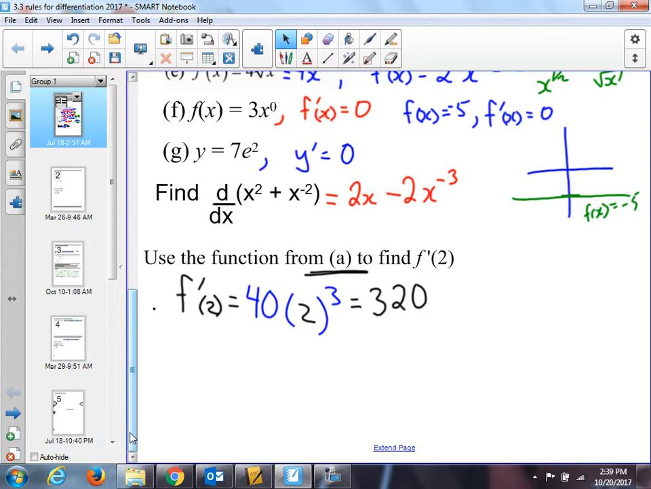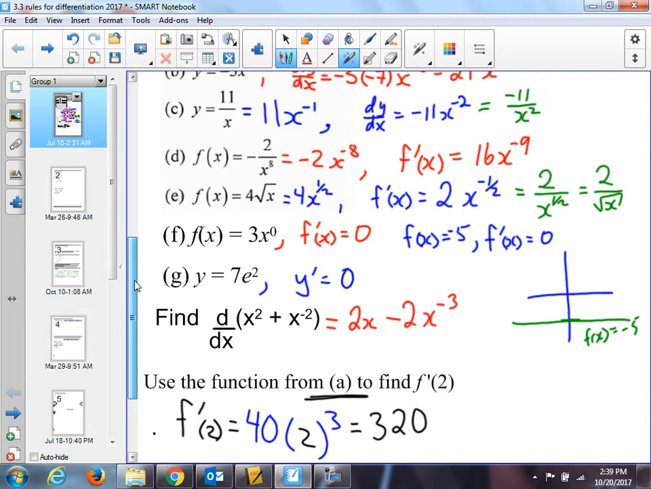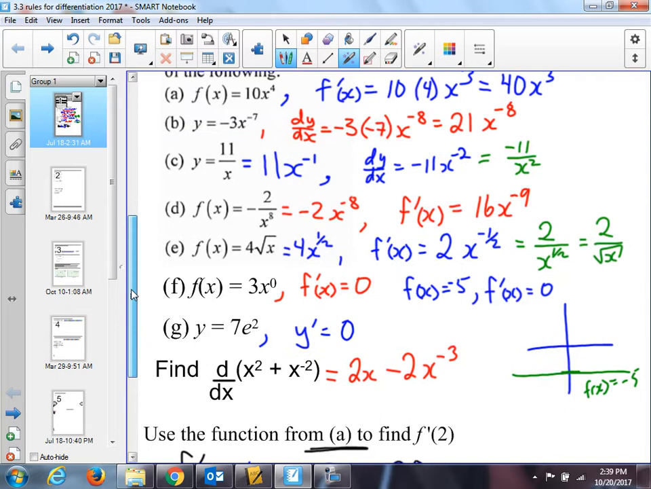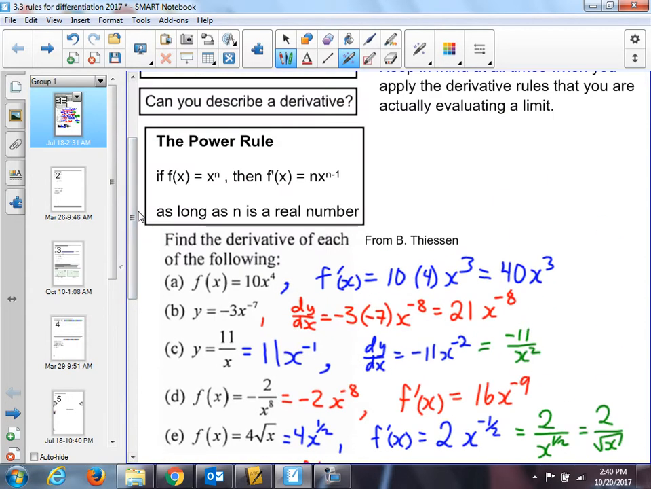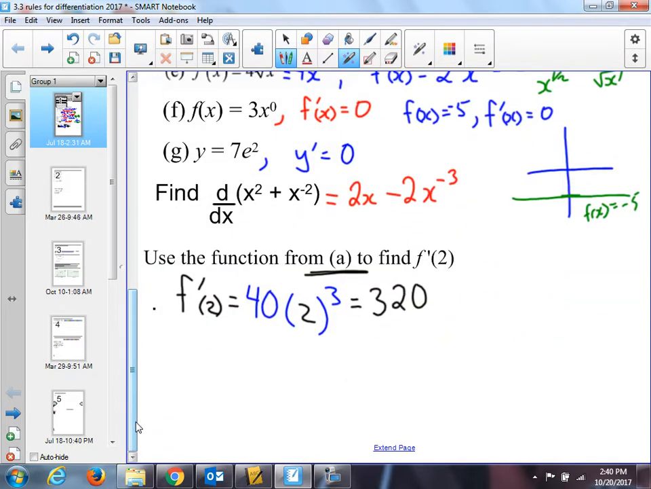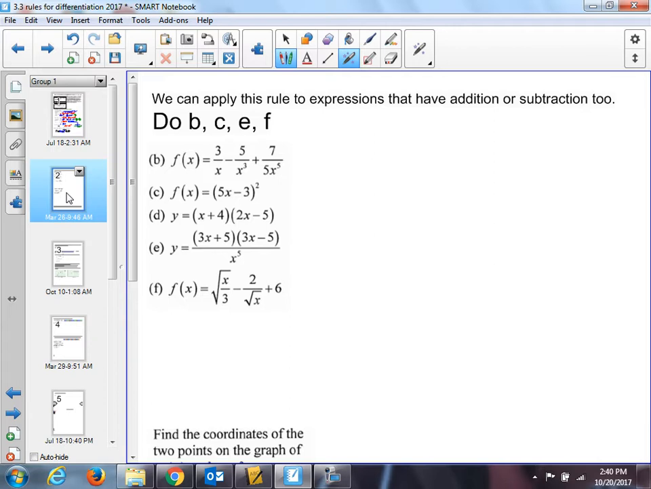So, what does this represent here? F prime of 2, so at x equal to 2, the slope is 320. Reiterating though, that's a bigger issue. It means if I graphed 10x to the 4, and I drew a tangent line at x equals 2, it would be very steep. 320 would be the slope of that tangent line, right? It's practically straight up, we wouldn't have a very good graph of that. But yes, that's what that would mean.